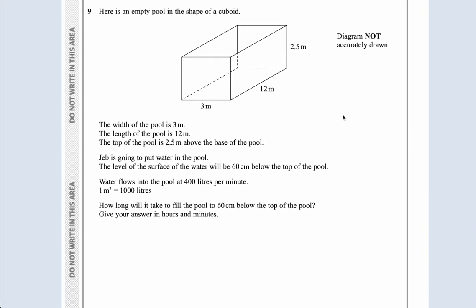Question 9. Okay, now it's starting to get hard. The width of the pool is 3, length is 12, top of the pool is 2.5 meters. Okay, given. Jeb is going to fill or put water in the pool. The level of the surface of water, it will be 60 centimeters below the top of the pool, right? So he's going to fill it up to this height here. Let's just say something like that. So that's going to be filled with water.